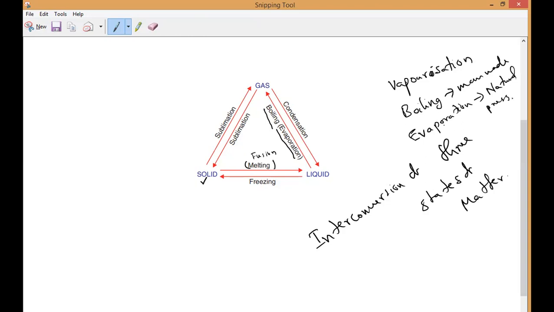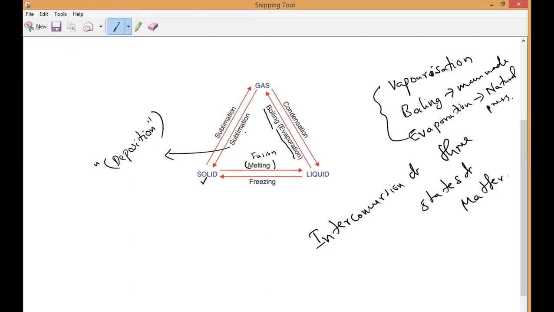So what do you mean by evaporation or boiling or vaporization? All the three words are the same. What is that? Liquid to gas. Now, in the same way, gas to solid, what is it called? Sublimation. We can also call it deposition. Understand? So that is what you have to remember.